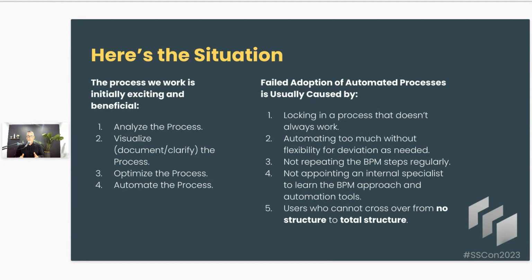And then, as I already referred to, there's not repeating the BPM steps regularly, going back and saying, this is good, but how can it be better? Part of that is not appointing an internal specialist to learn the SiteStacker automation tools and learn how to do the BPM approach that we do. Early on, we'll usually do this approach for you as a service, and then we know our own tools. But eventually, you need to know how to do this process, and you need to know these tools so that you can make these modifications without waiting on us. That's a really key thing we've learned in this.